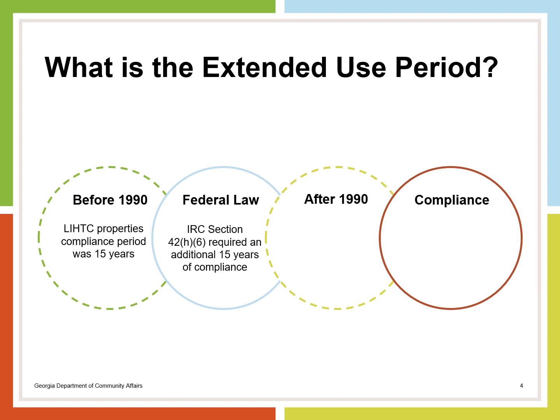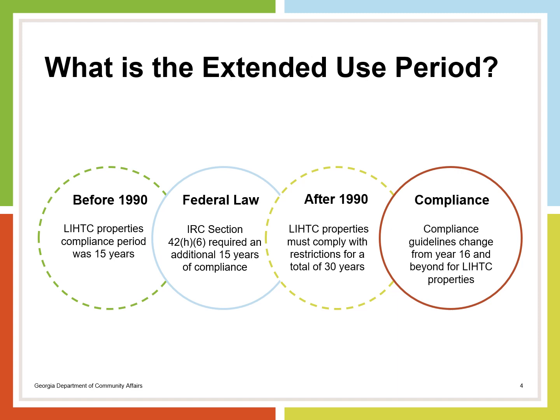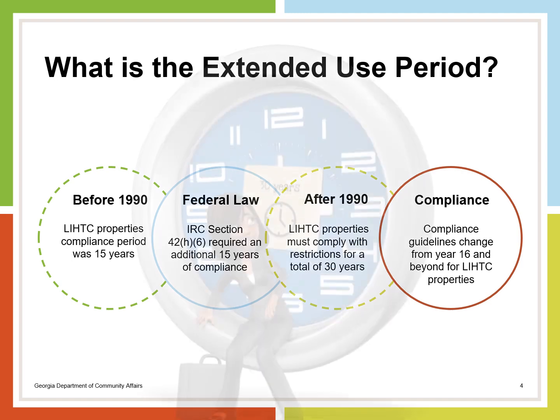As a result, IRC Section 42(h)(6) establishes that properties that were awarded housing credits in 1990 or afterwards must comply with the program restrictions for a total of 30 years, subject to certain exceptions. These restrictions are embodied in DCA's Land Use Restrictive Covenant, or LURC.